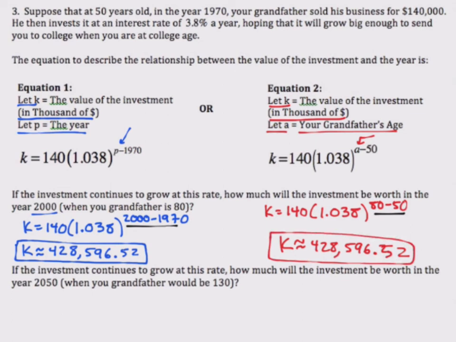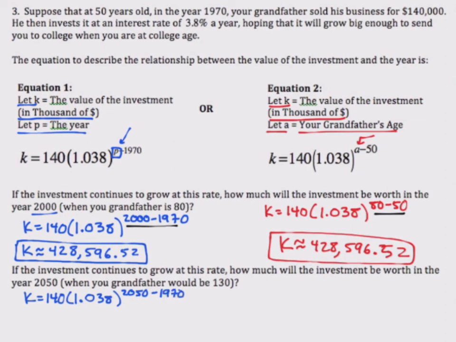All right, and with the second example, all we're asking is for how much the investment would be worth in another year. Say the year 2050, when your grandfather would have been 130 years old. So in our first equation, all we're going to do is we're going to substitute 2050 in for the year right there. All right, so we end up with the value of the investment will be 140 times 1.038 raised to the power of 2050 minus 1970.